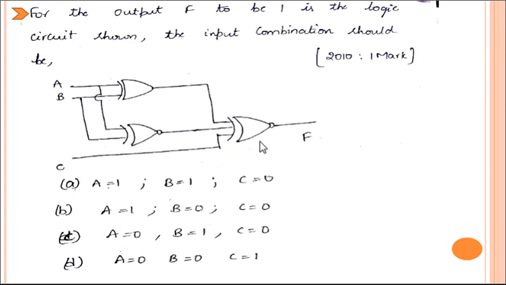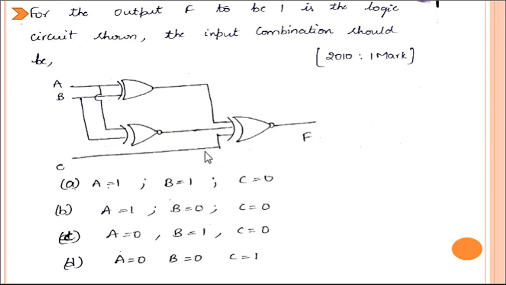So for this XNOR gate, the output value F will be 1 when the number of ones at its inputs is an even number. Since it is a 3 input gate, among the 3 input combinations, if two of the input values are 1 and the count is an even number, then we can say that the output F value will be 1. So the F value will be 1 means an even number of 1s should be present.